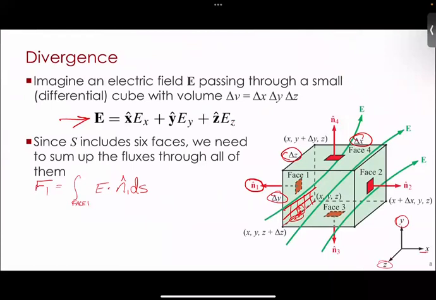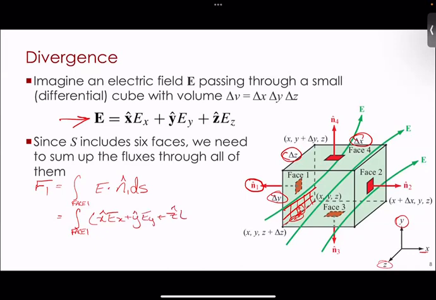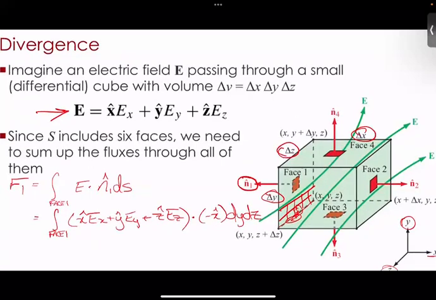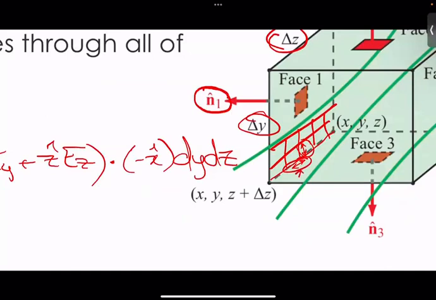Okay, so then we can go equals integral face one. E, we have an expression for E, x hat Ex plus y hat Ey plus z hat Ez. And then we need to do the dot product with n1 hat. And what direction is n1 hat with respect to our coordinate system here? Yep, negative x hat. And we said our ds is dy dz because we're doing basically length times width.